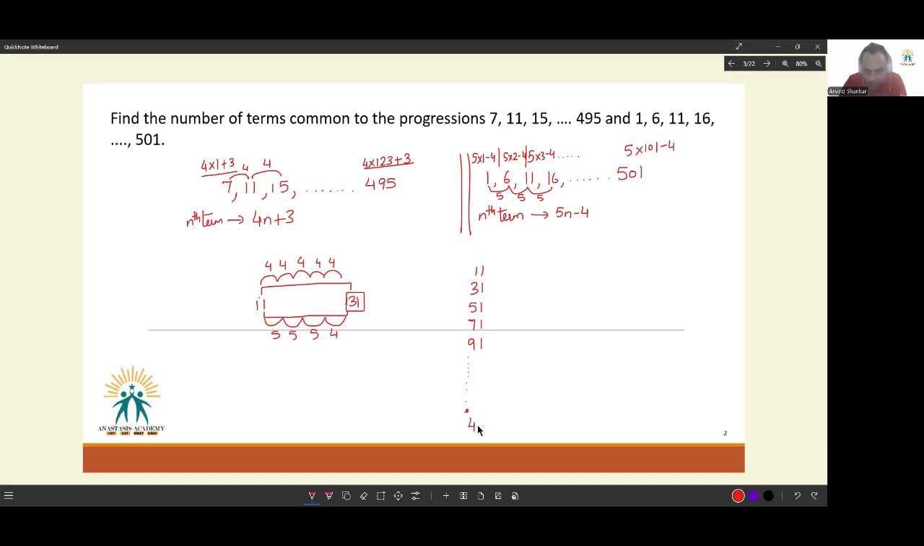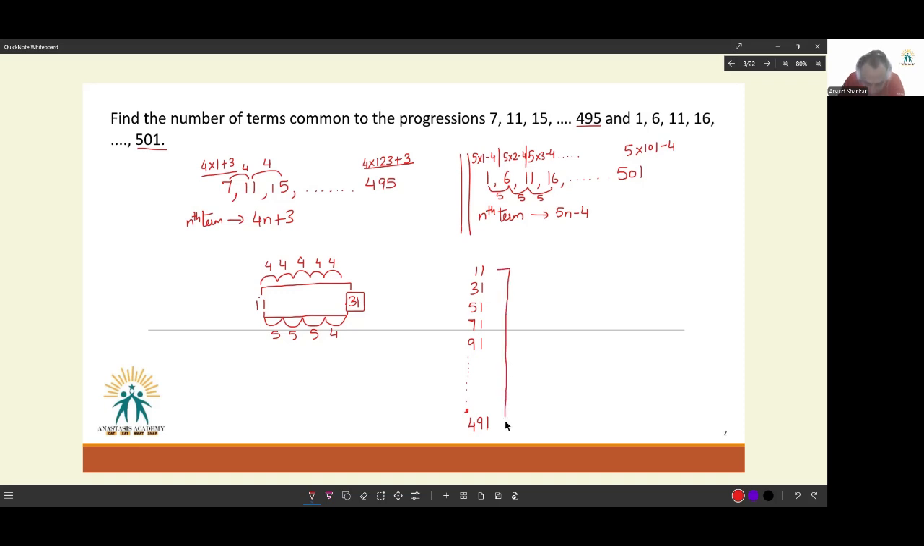It will be 491. See, everything ends in 1, and the numbers in front of 1 are odd numbers: 1, 3, 5, 7, 91, 101, 131, so on and so forth. So the last number before 495 and 501, which will have 1 at the end, and the first two digits will form an odd number, is going to be 491.